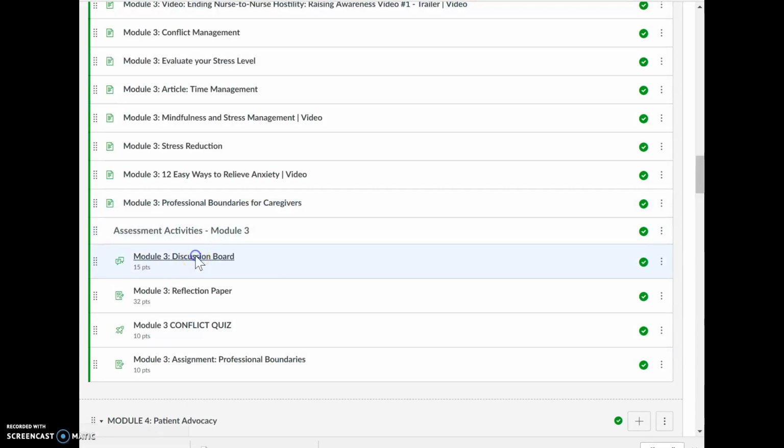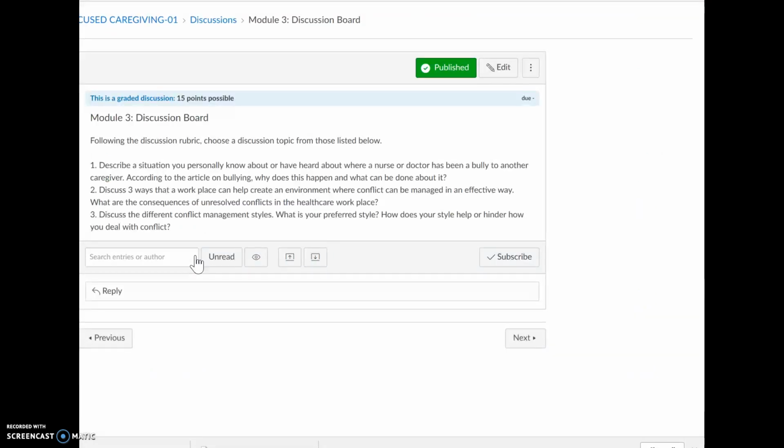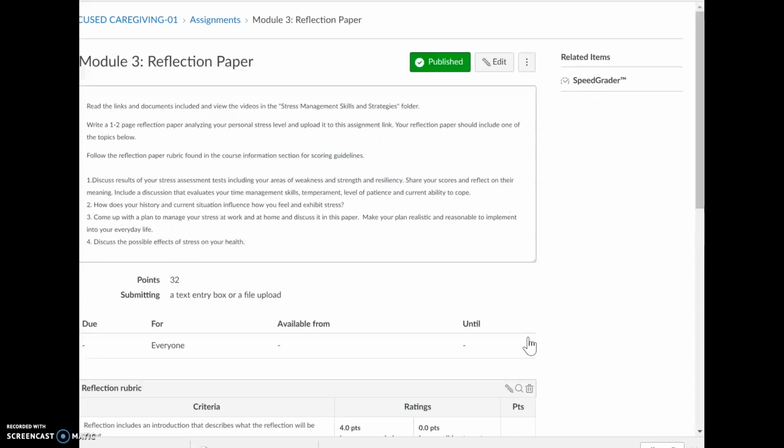There are also 4 different assessment activities. Your first one is going to be a discussion board. You're going to choose a discussion topic from one of the 3 listed, and then of course respond to your peers per the rubric. Your second item that you're going to be doing is a reflection paper.